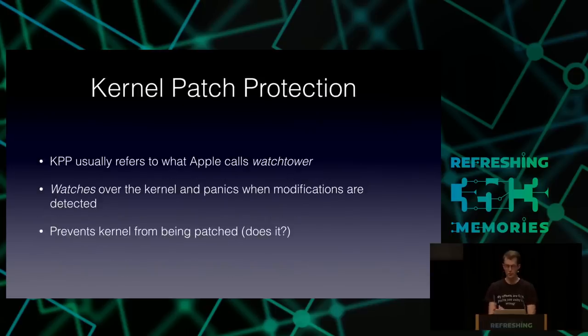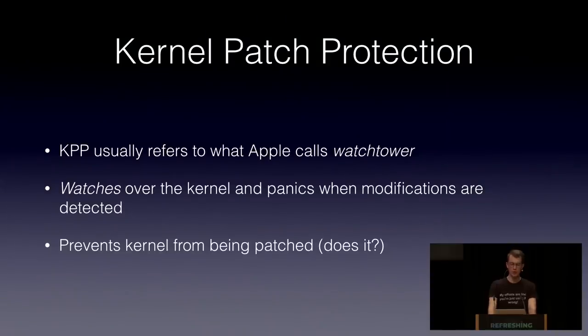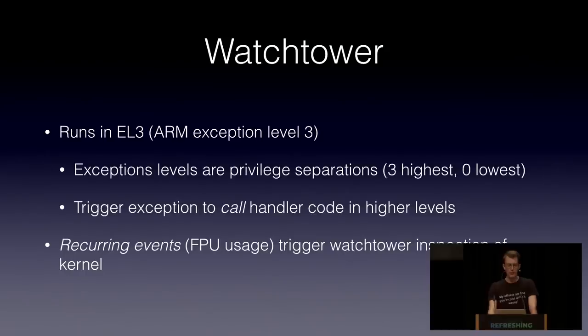So let's start with kernel patch protection. When people say KPP, they usually refer to what Apple calls Watchtower. Watchtower, as the name suggests, watches over the kernel and panics when modifications are detected. And it prevents the kernel from being patched. At least that's the idea of it. It doesn't really prevent it because it's broken, but when they engineered it, it should prevent you from patching the kernel. So how does it work?